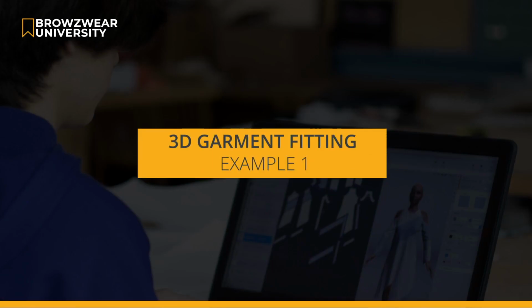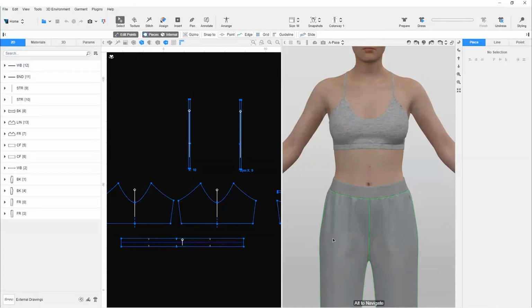In this lesson, we are taking a detailed look at garment fitting workflows in vStitcher, focusing on the existing software tools that we use. We will utilize pattern functions to evaluate and amend the fitting of a 3D garment. For this example, we will focus on the fitting of a sports bra and a pair of pants.